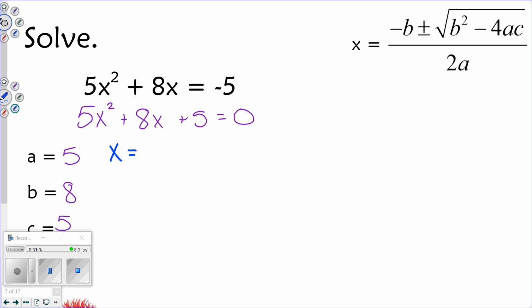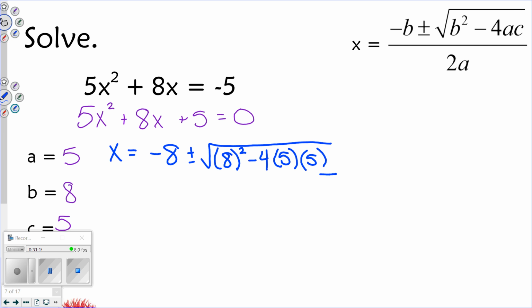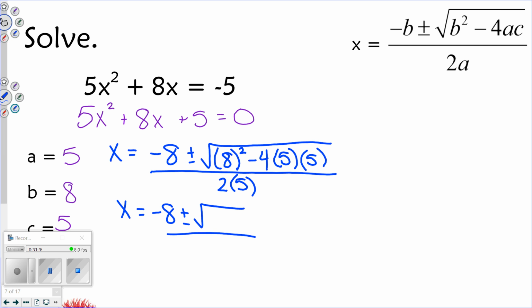So x equals negative B, so negative 8, plus or minus square root B squared, so 8 squared, minus 4 times A, which is 5, times C, which is also 5, all over 2 times A. And some of you I saw stick a 1 back underneath there because all your other problems had 1. All right, so there it is, me just plugging all the numbers in. What's the next thing you would want to clean up? Under the radical. So x equals negative 8 plus or minus the square root of something all over 10.